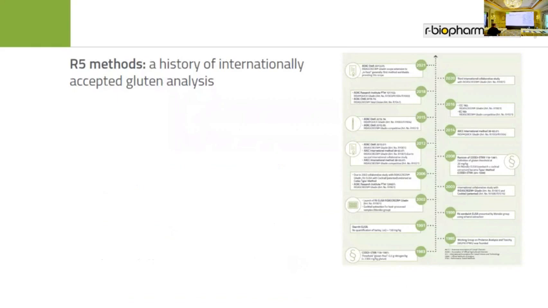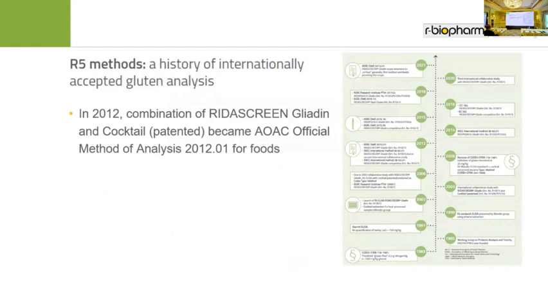And the history of gluten analysis moved on from this time. It did not stop at the year 2008 when the Codex method was defined. We see further developments. If we look at our assay, we got in 2012 from the AOAC the status as official method of analysis for foods.